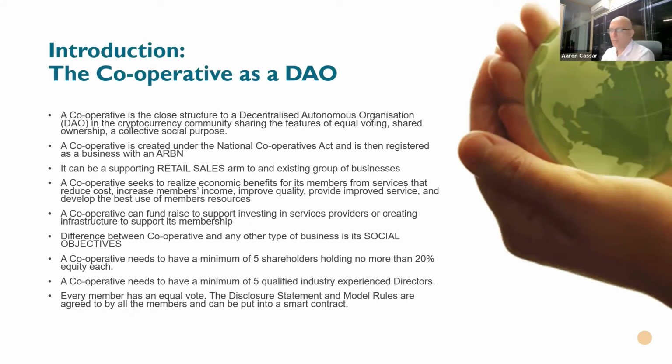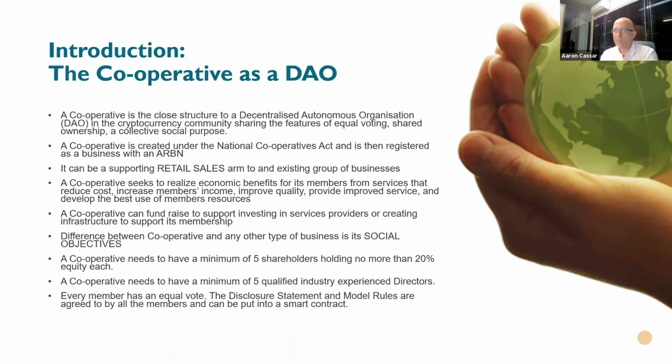So a cooperative can fundraise to support investing in services and provide infrastructure to support its membership. So just like a DAO, where members of the DAO can put out a request for investment to come in through the purchase of, say, Ethereum, which is then provided to the DAO, members of the DAO or a liquidity pool. The same thing can be done through a cooperative in that sense, but physically, people can be contributing cash or even cryptocurrencies for the cooperative to be able to run. So it is the closest structure to a decentralized autonomous organization in the real world.